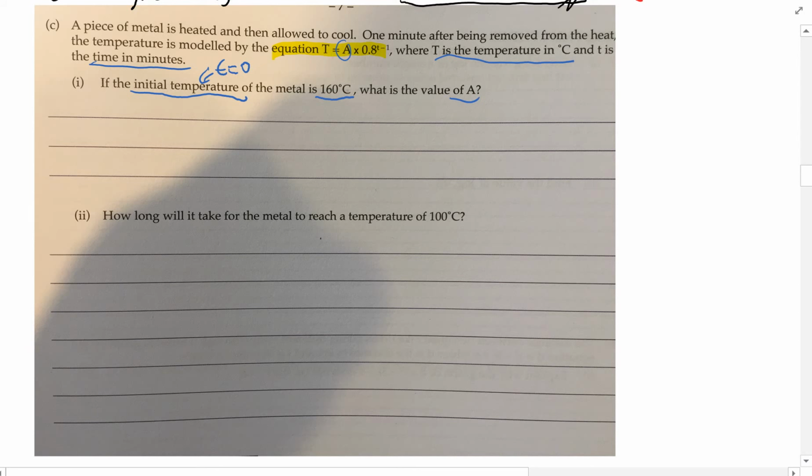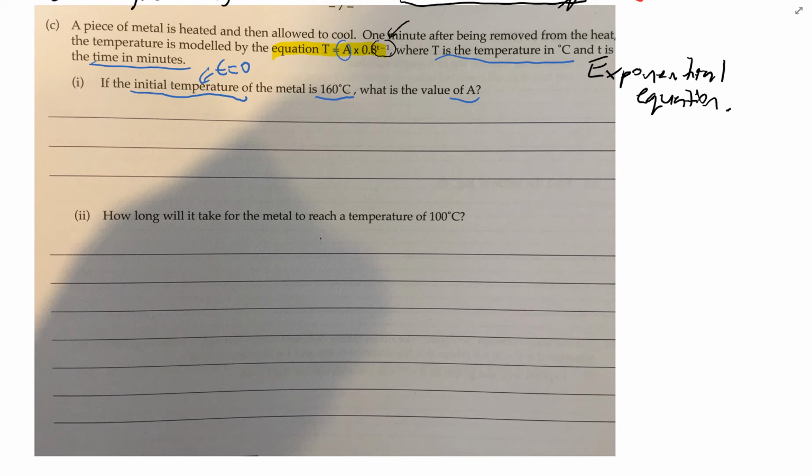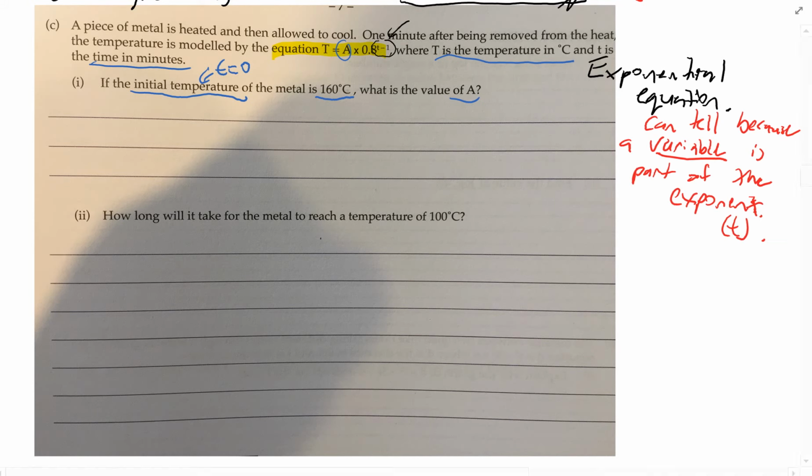So this is an exponential equation. That's the type of question this is. So exponential because notice the exponent has a letter in it. In fact, it's a variable. The variable of time is in the exponent. That's how you can tell when something is exponential. It has a variable in the exponent. Okay, so that's worth knowing. It's knowing what sort of question you're dealing with.